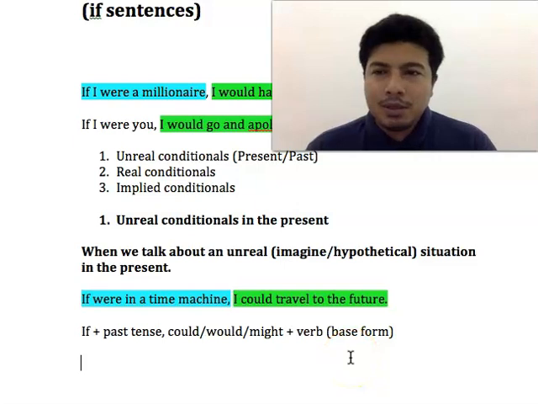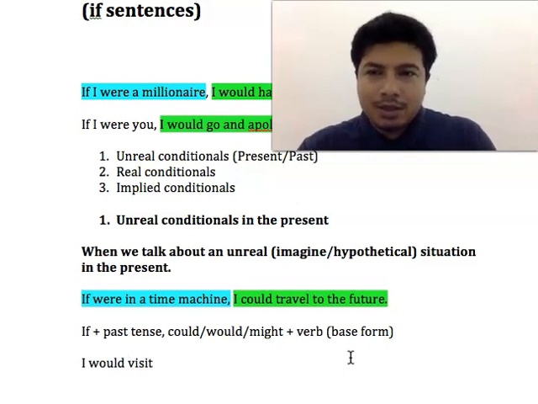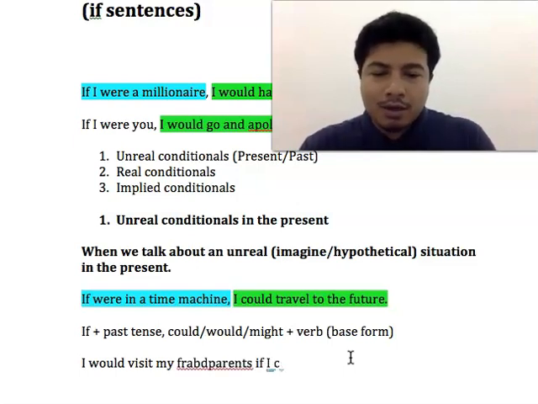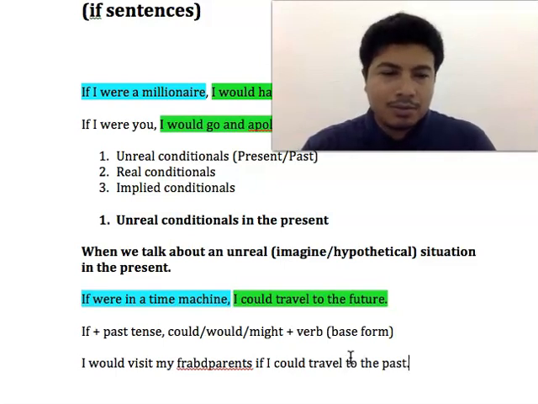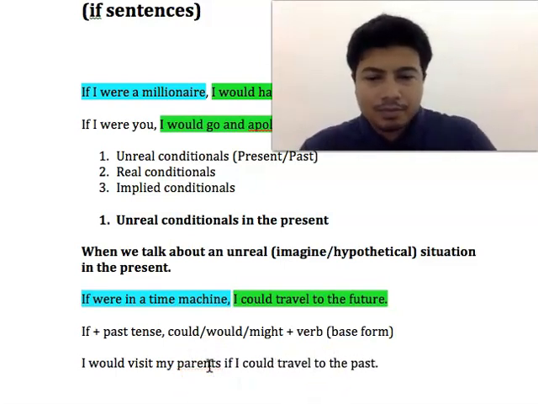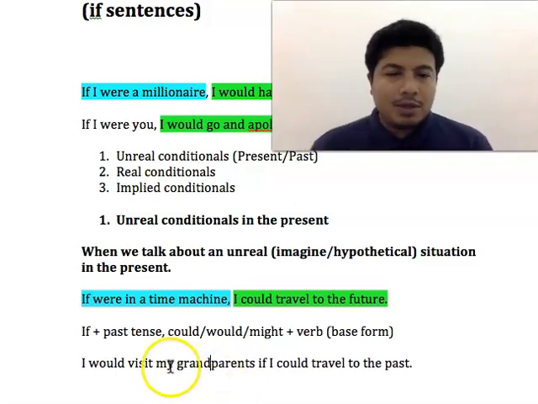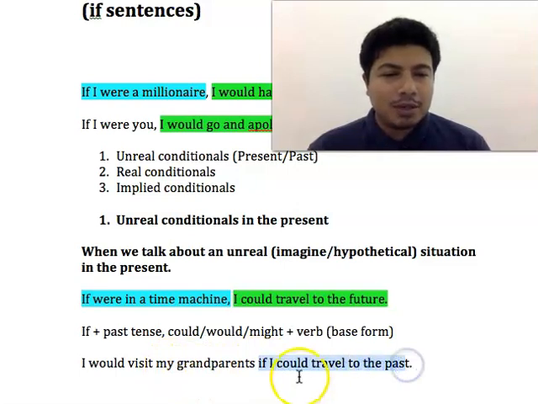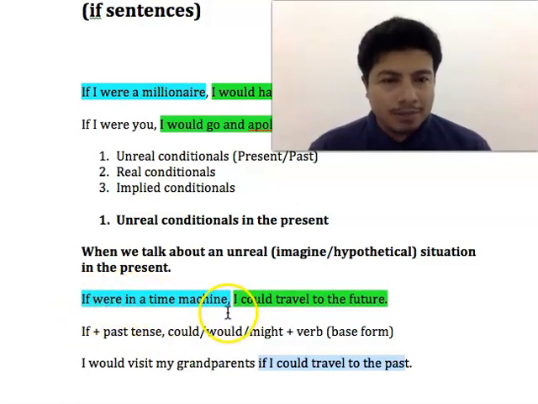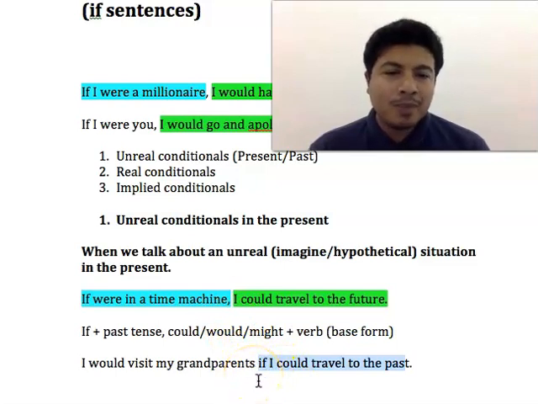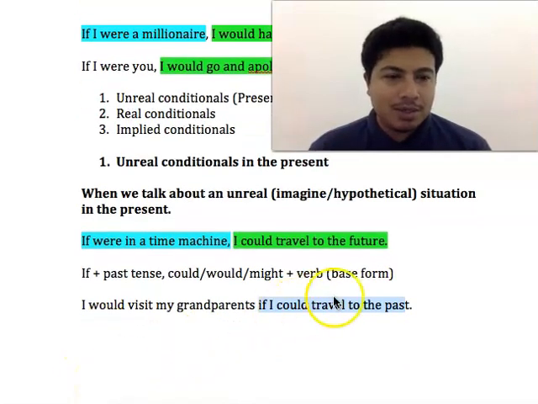So another example would be, for example, I would visit my grandparents if I could travel to the past. So this one, if you see, the if sentence is in the second part of the sentence as compared to this one. So if in the first part, normally you'll have a comma, but if in the second part, no need to have a comma. So you can also say, if I could travel to the past, I would visit my grandparents. So that is also correct.